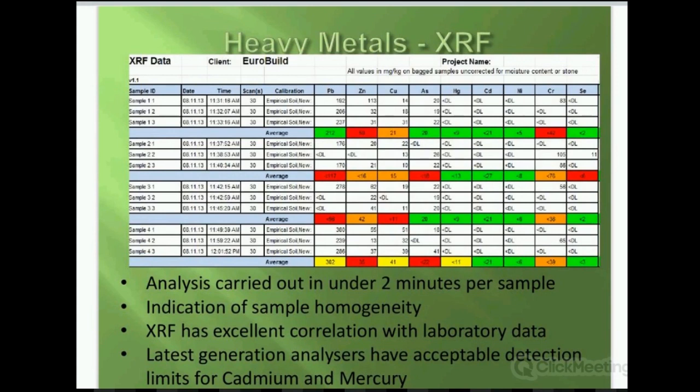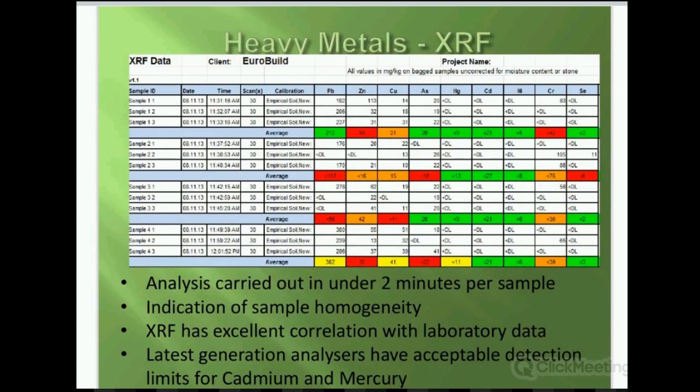I'll also just quickly touch on heavy metals, because with the heavy metals and the hydrocarbons, you can do 90% of the analysis. So you can see heavy metals, you can get all the metals you want. It's under about 2 minutes per sample. You get an indication of homogeneity. So if the average value is green, it means that the 3 scanned results from that sample are very close. Yellow also pretty close, but oranges and reds does mean it's a bit more random.